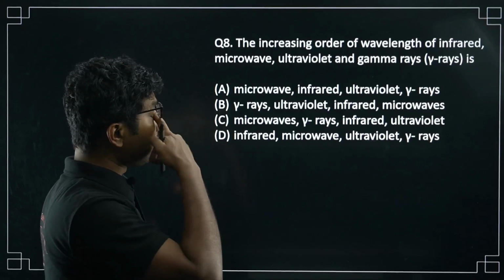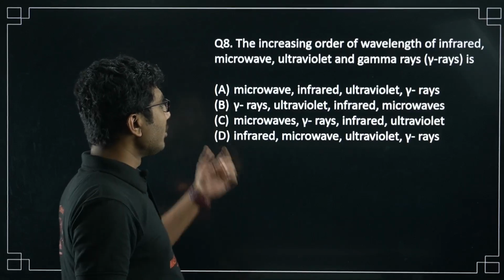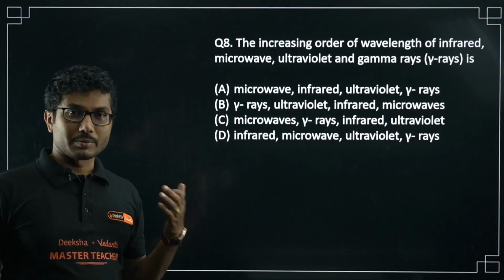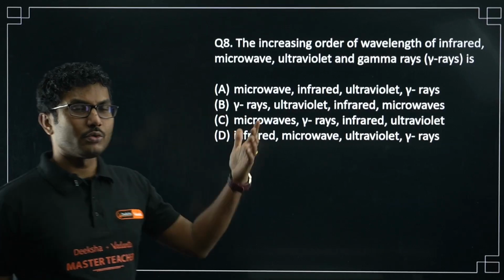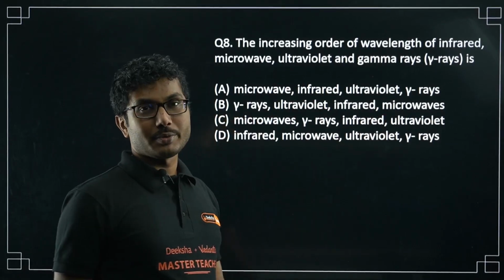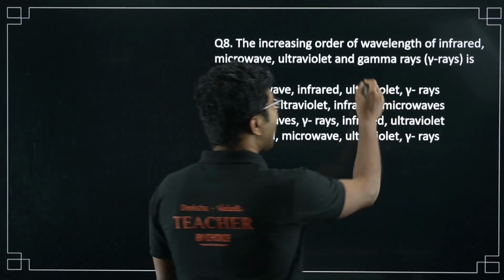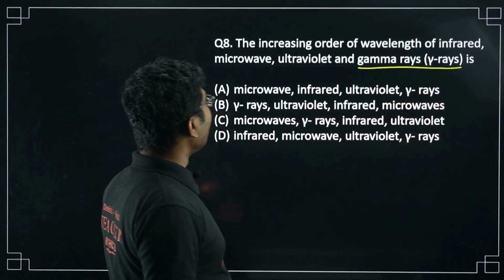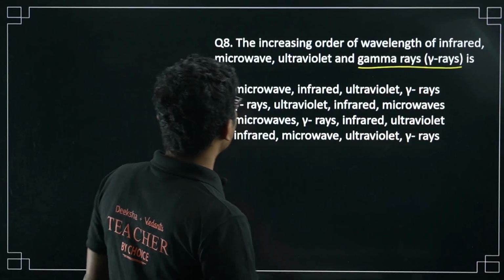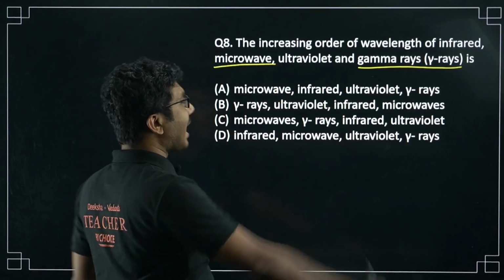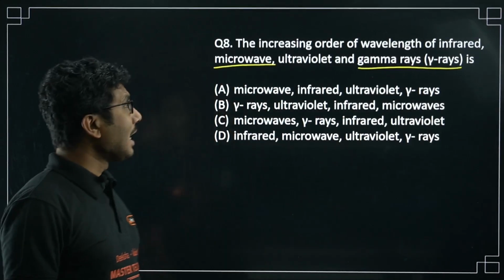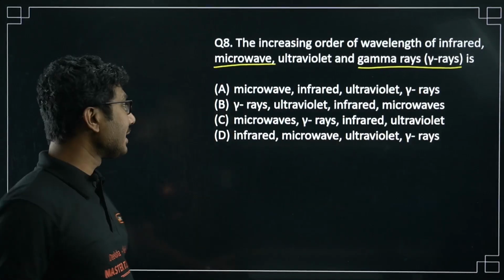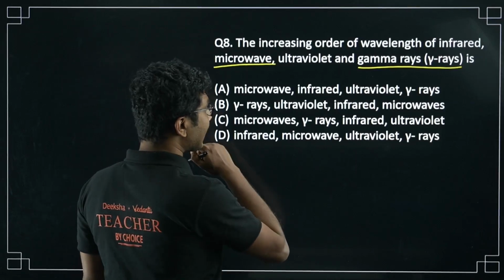So increasing order of wavelength means we will start with the smallest possible wavelength and slowly go towards the highest possible wavelength. Out of these, gamma rays have the smallest wavelength and microwave has the highest wavelength. Infrared and ultraviolet are in between them. So let's see which option satisfies our condition.